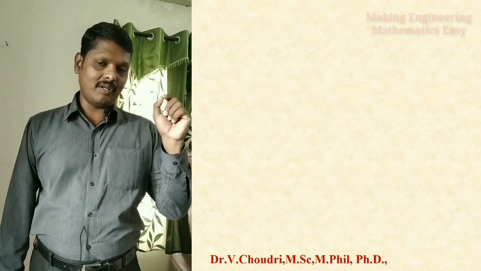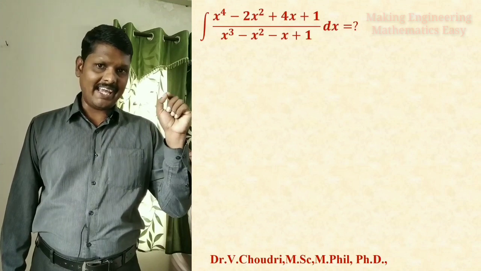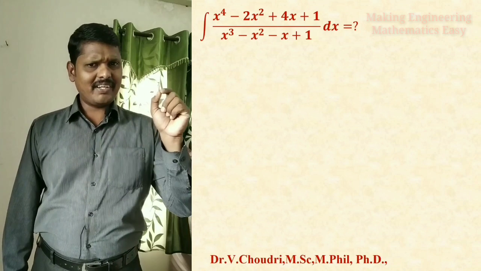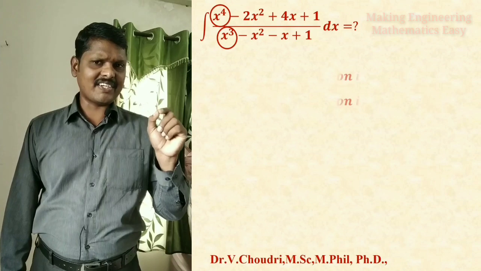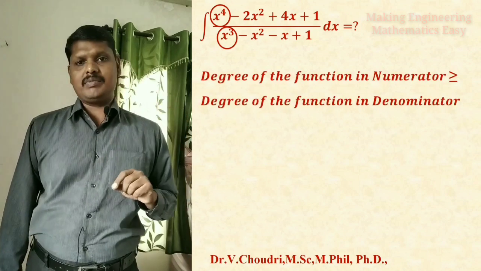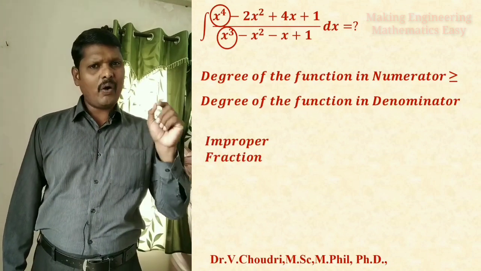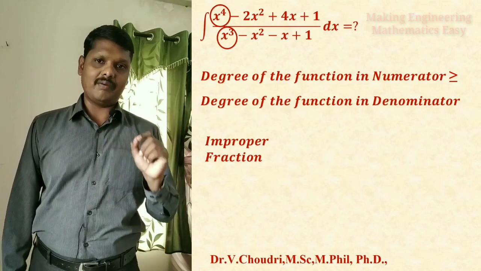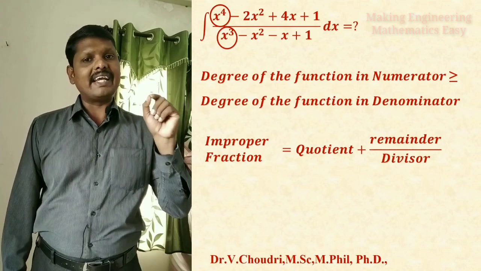Let us see another example. Integral of x power 4 minus 2x square plus 4x plus 1 divided by x cube minus x square minus x plus 1. Look at this numerator and denominator. What did you observe? Clearly, the degree of the function in the numerator is greater than or equal to the degree of the function in the denominator. This is called an improper fraction. You know the concept of how to convert the improper fraction into a mixed proper fraction by the formula: quotient plus remainder by divisor. Now take the integrand.